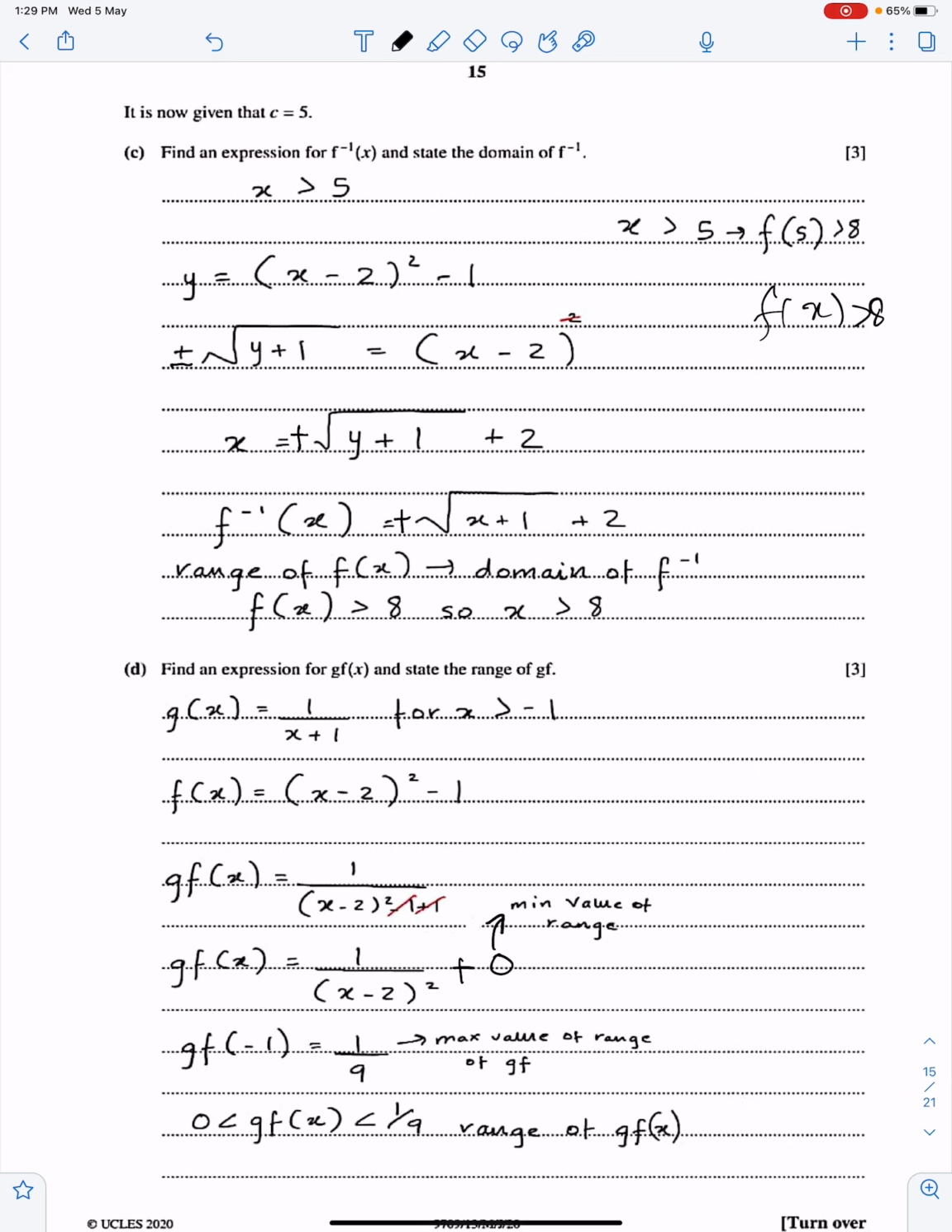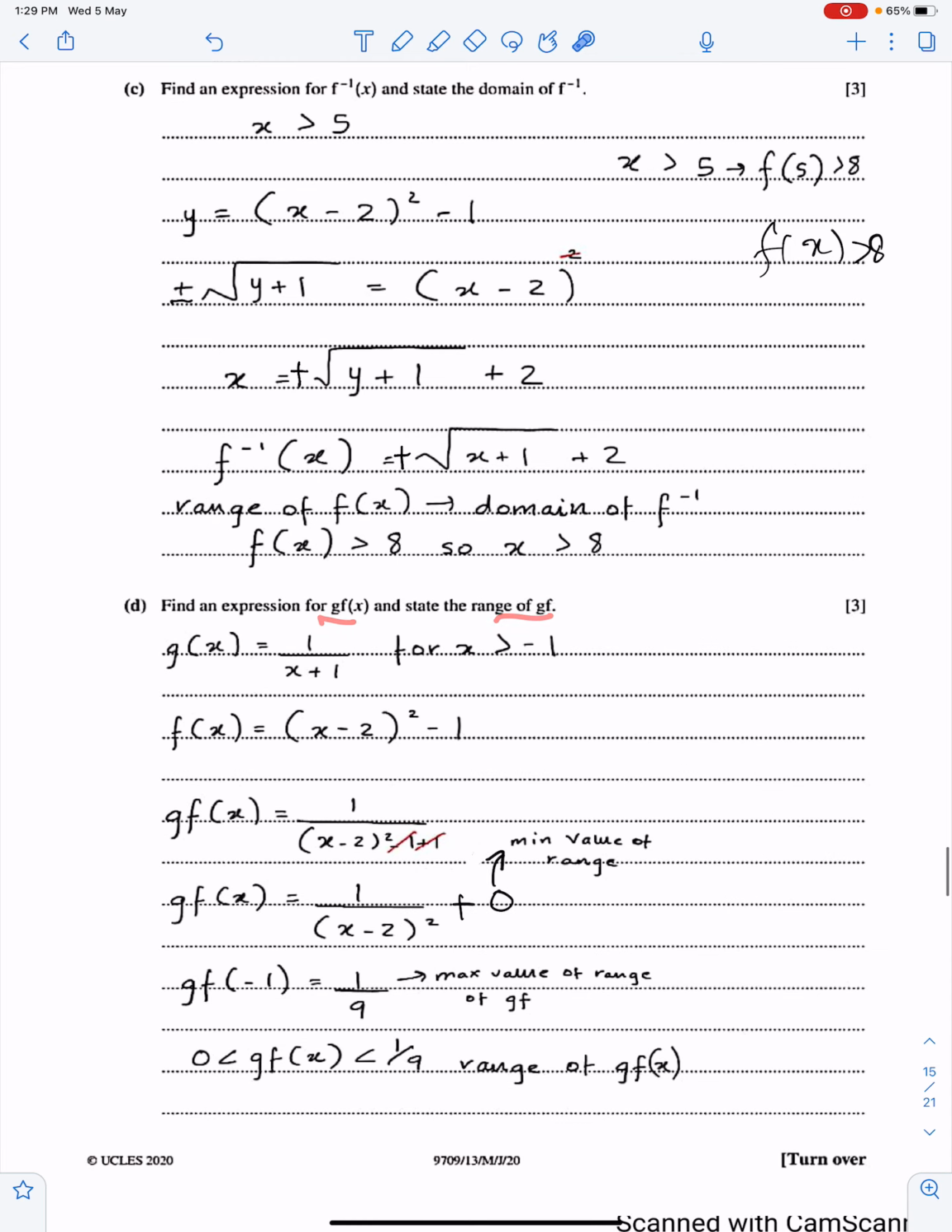Find an expression for gf(x) and state the range of gf. gf is very simple. You need to replace the x of g by f. This is the x of g. You need to replace this x by f, and f is this. So this is the function gf(x).